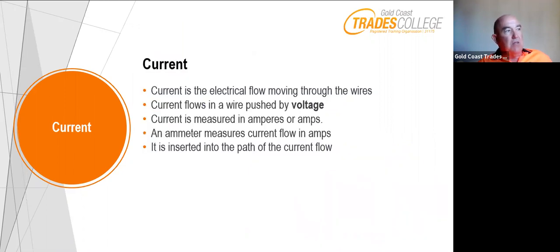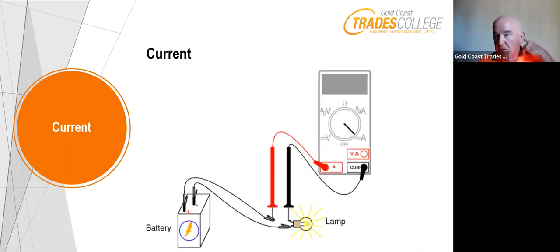So the current is the electrical flow moving through the wires. Current flows in a wire pushed by voltage. Current is measured in amps. The amp meter measures current flow in amps and is inserted into the path of the current flow. So you'll find, and I would think some of you have probably seen these multimeters, the next diagram here has pretty much what I was just about to talk to.